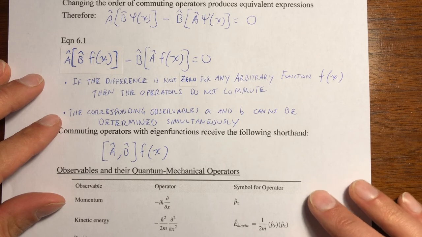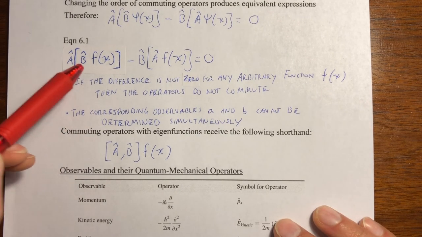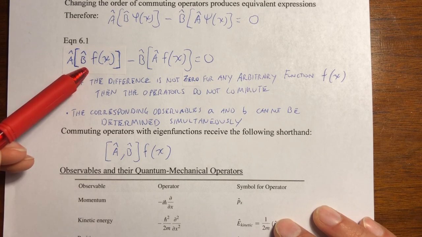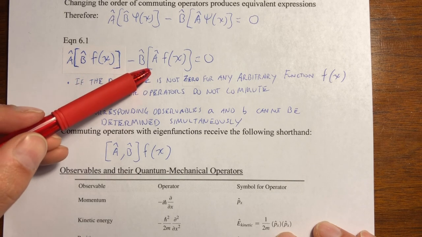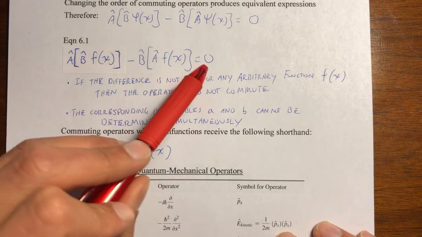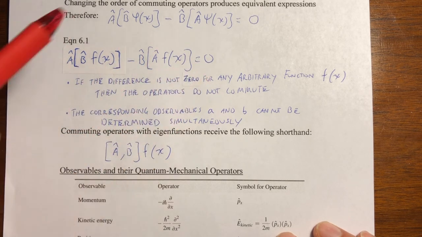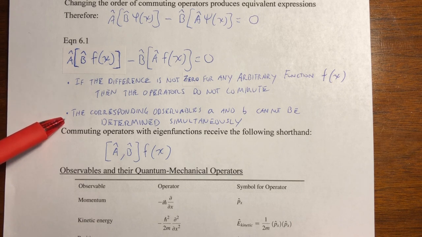So that brings us to equation 6.1, which is a generalized form of this, where we have operator A acting on operator B acting on any arbitrary function f of x minus operator B acting on operator A acting on arbitrary function f of x. The difference between those two is equal to 0 if they commute. However, if the difference is not 0 for any arbitrary function f of x, then the operators do not commute. As a result, the corresponding observables A and B cannot be determined simultaneously.